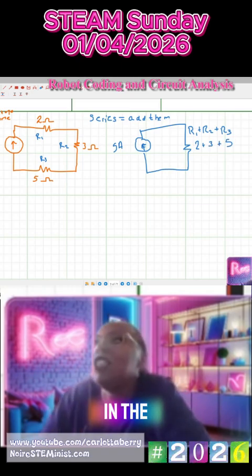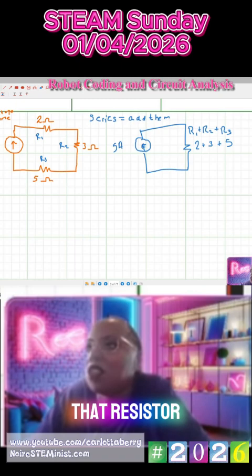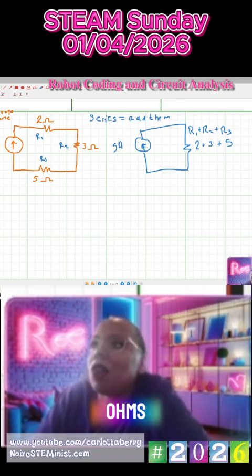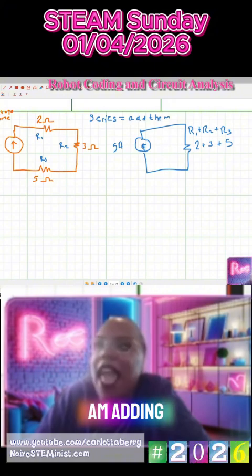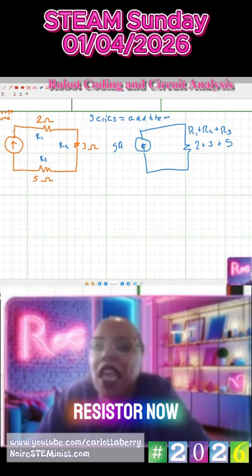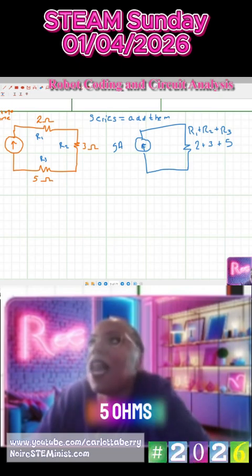I want you all in the chat to type the value of that resistor. I'm going to give you choices. Is that resistor 5 ohms, 8 ohms, or 10 ohms? I am adding my resistors together, and in the chat, I want you to tell me, is that resistor now, when I've combined them all together, 5 ohms, 8 ohms, or 10 ohms? Everyone should be typing a 5, an 8, or a 10 in the chat.